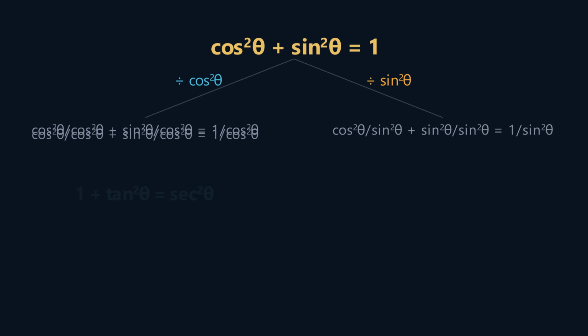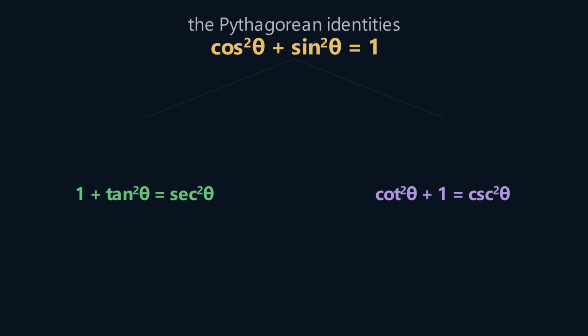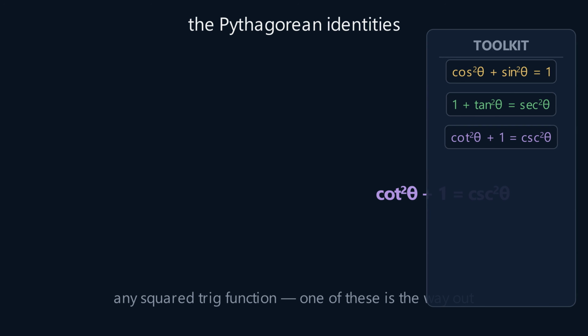You get 1 plus tangent squared equals secant squared. Divide the original by sine squared instead, and you get cotangent squared plus 1 equals cosecant squared. 3 identities, 1 circle. These are the Pythagorean identities, and they are the workhorses. Anytime you see a squared trig function in a problem, one of these 3 is usually the way out.